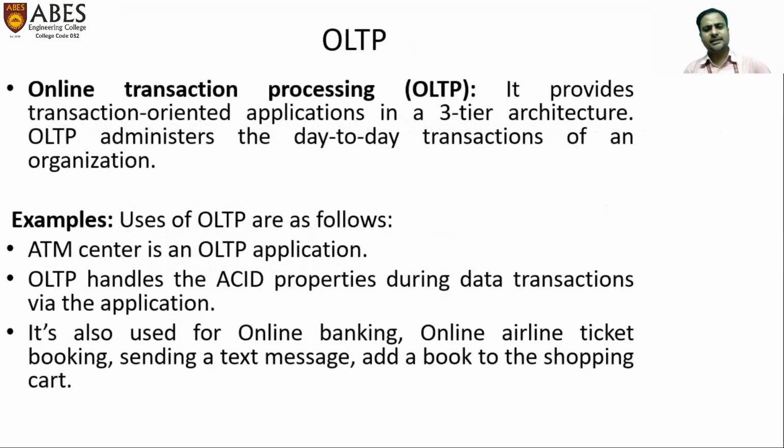The other version of the data warehouse is OLTP, which is online transaction processing. It provides a transaction-oriented application in a three-tier architecture and helps companies and decision makers in day-to-day transactions. So OLTP can be used in ATM centers as an OLTP application. OLTP can also handle the ACID properties, atomicity, consistency, isolation, and durability, and it maintains the authentic security of the data. It is also used for online banking, online airline ticket booking, sending a text message, adding a book to the shopping cart, and many other real-time applications.